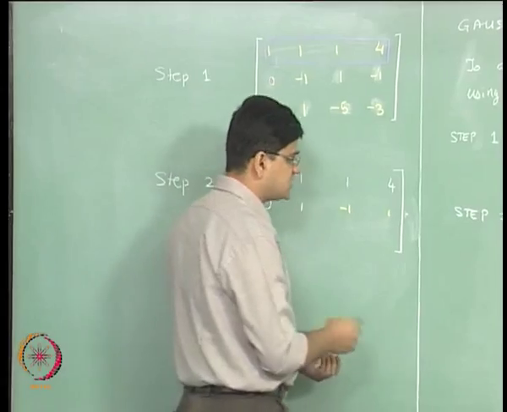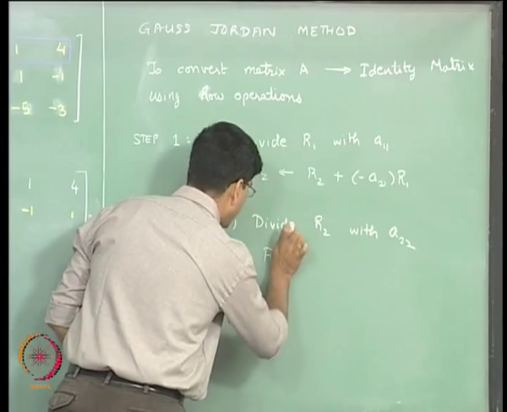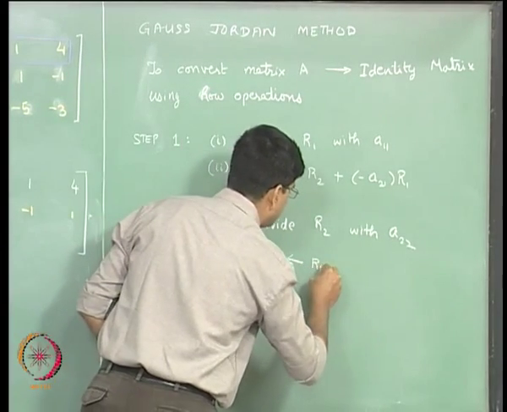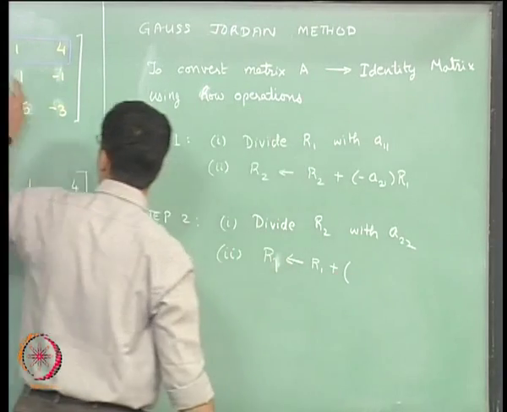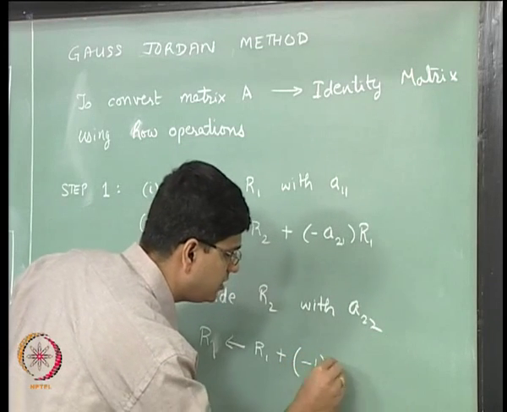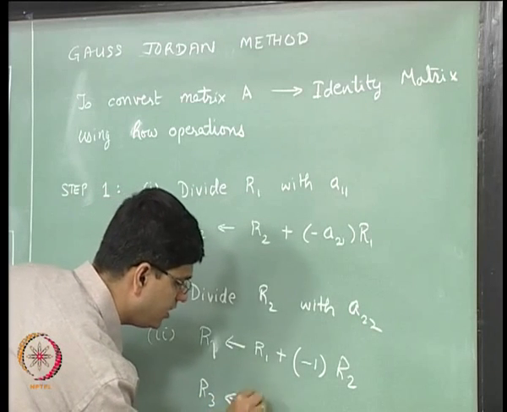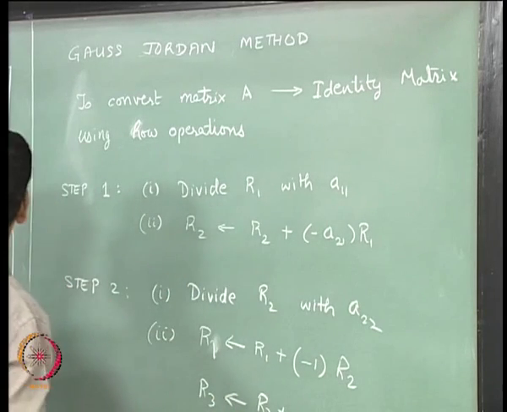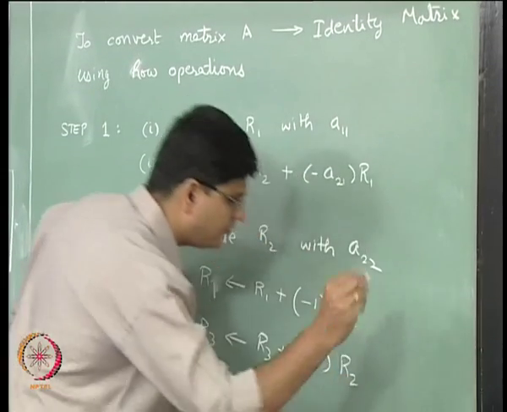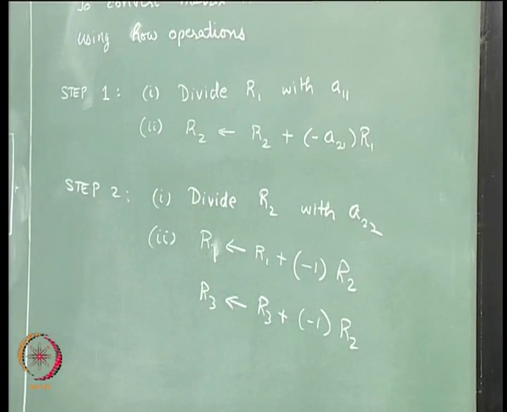And then the second part of this step is going to be R1 should be equal to R1 plus negative of this coefficient multiplied by this guy. So negative 1 R2, and R3 should be R3 plus, again R3 was 1 over here, so plus minus 1 multiplied by R2, okay. So these are the steps that we will implement.